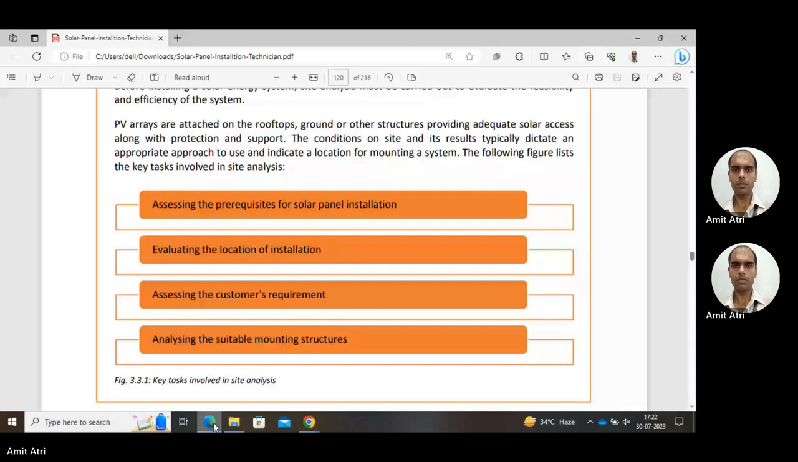This is related to our previous units, which we have studied. So the mounting structure, which one will be suitable for our specific site? That's why we have to evaluate the location. Then we have to analyze the suitable mounting structure.